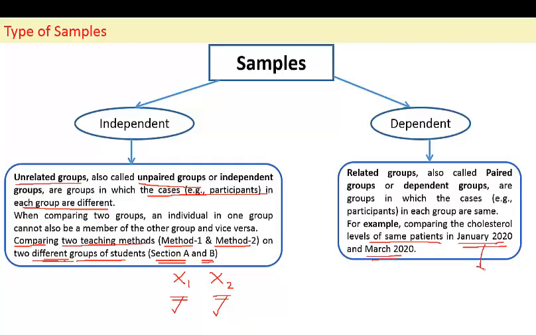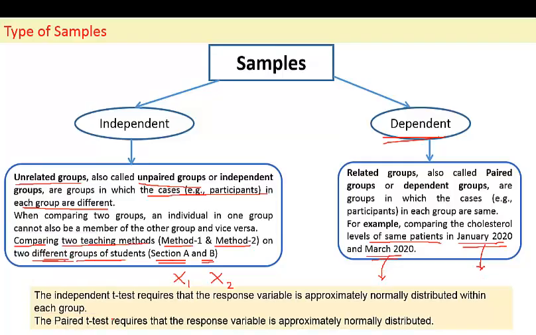This data of January may be denoted as x1, the first sample, and this data may be denoted as x2, the second sample taken in March. But here you see the individuals in the first group are the same as the individuals in the second group. So this makes the sample a dependent sample. So we will have to draw a line here between independent samples and dependent samples.